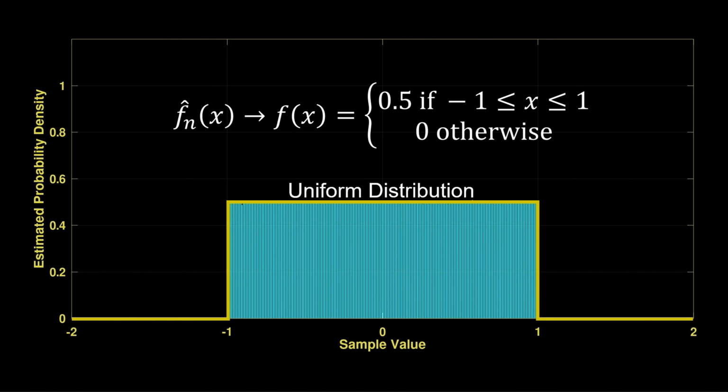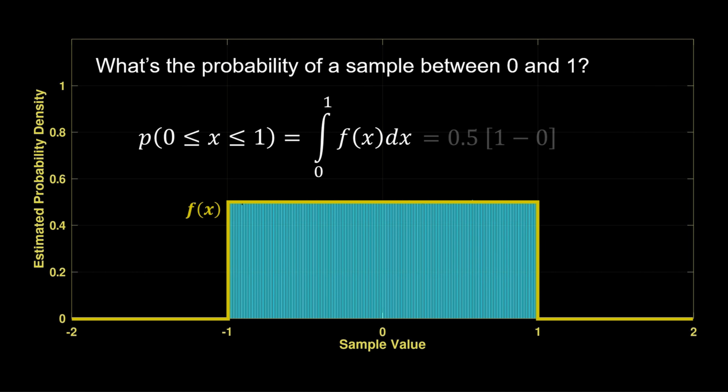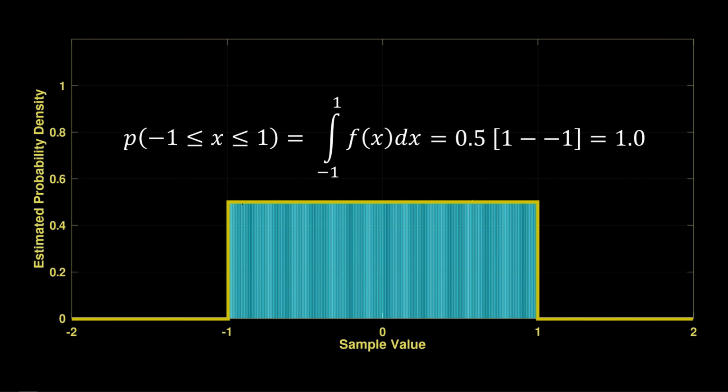pulled for lottery drawing. We can integrate this PDF over an interval then to find the probability of a sample landing there. For example, between 0 and 1, there's a 50% probability that the sample will fall on the right-hand side. And if we integrate over -1 to 1, we get 1, because that's just the sample space, and by definition, the sample lies within it.